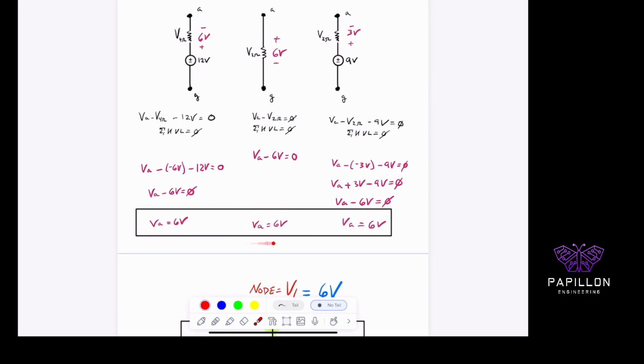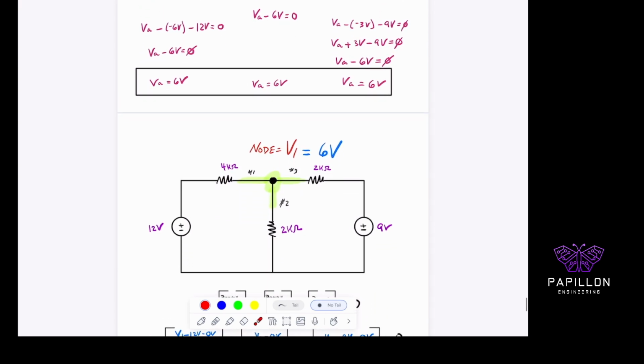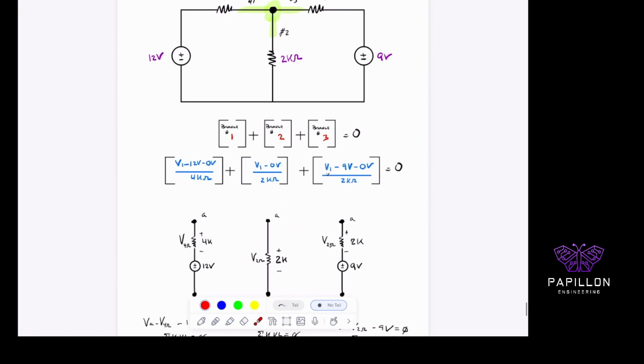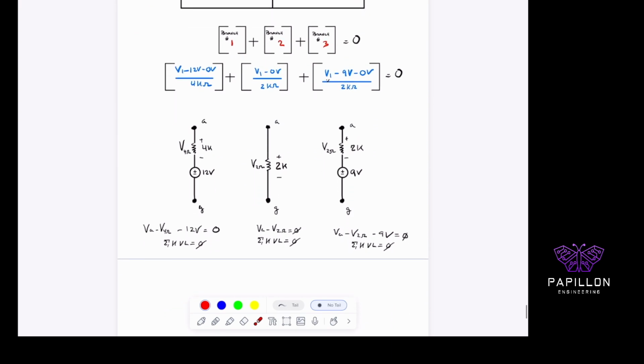So I just proved that all the voltages for all those 3 branches that are in parallel have a net voltage of 6 volts. And that is what the nodal voltage is. So node equals V1, which equals 6 volts, which shows that all of these branches are in parallel and they all have 6 volts net across them. So again, it's pretty cool. It's hopefully really useful that you see it this way.